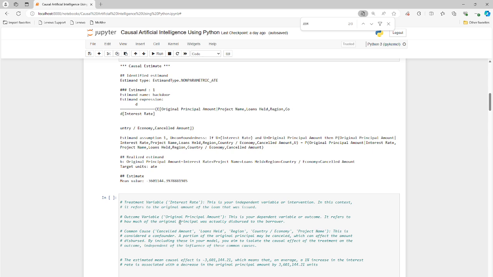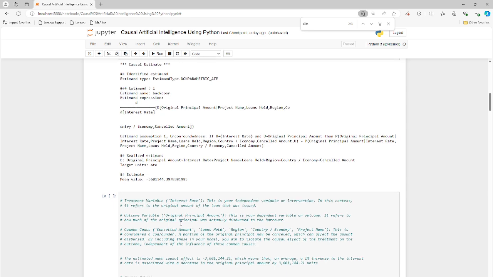but we also have a common cause. We're using these canceled amounts, loans held, region, country, economy, and project name. This is really called a confounder, and this is showing us which portion of the original principal may be canceled and which can affect the amount dispersed, right? So whatever lending institution we're going to get the money from, hopefully, is going to disperse a certain amount based primarily on the local interest rates, right? And as the interest rate increases, the amount of the loan will decrease, right? An increase of 1% results in a decrease of 3.6 million, right?